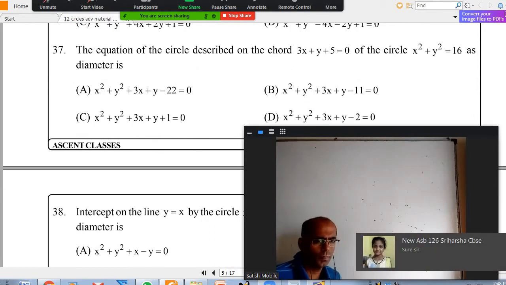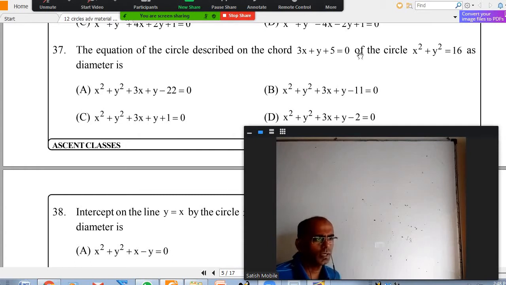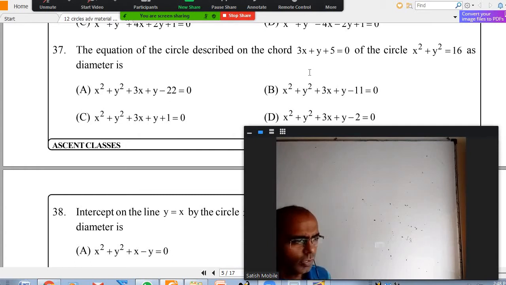The equation of the circle described on the chord of the circle as diameter. Okay, so discuss.